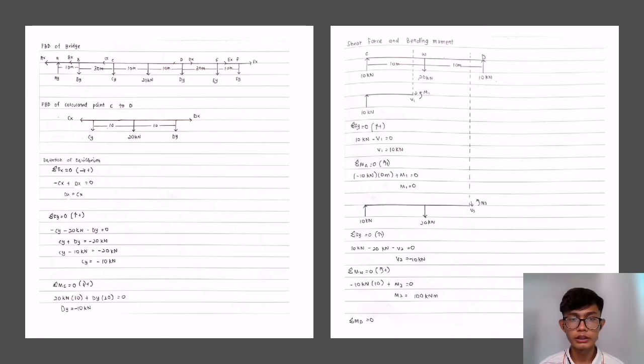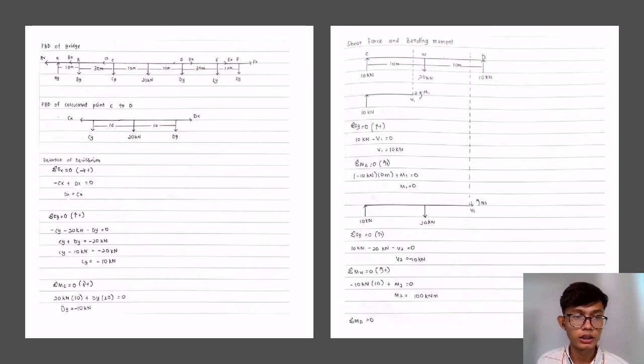So after discussion and getting advice from our lecturer, we only need to calculate the beam only at point C to point D. So we have only four unknowns, which are Cx, Cy, Dx, Dy, and one force, which is 20 kilonewton. This is the FBD of point C to point D.